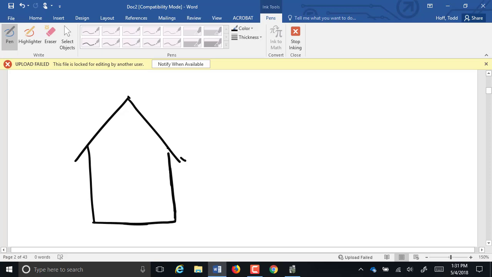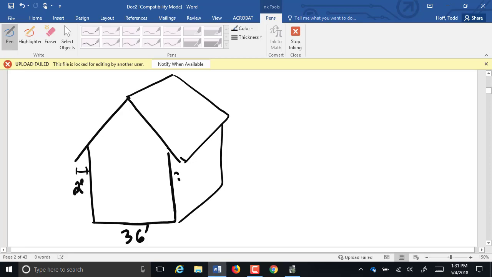let's say you've got this house that is 36 foot, right? It has overhangs on it of 2 feet. And let's call this here 42 feet. Let's give this a 14/12 slope.